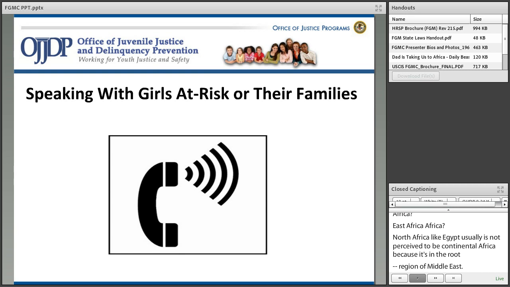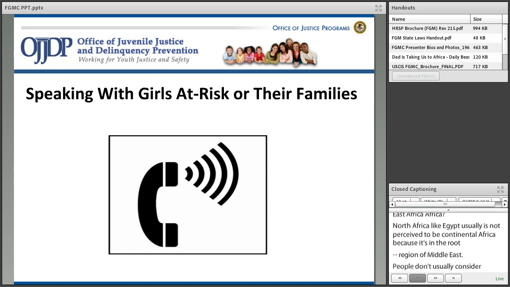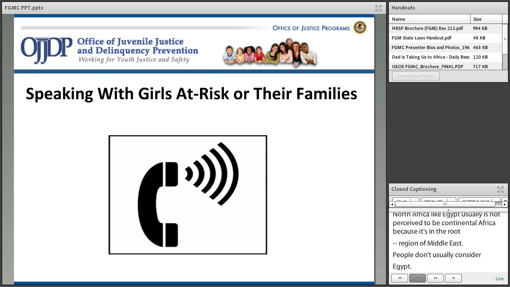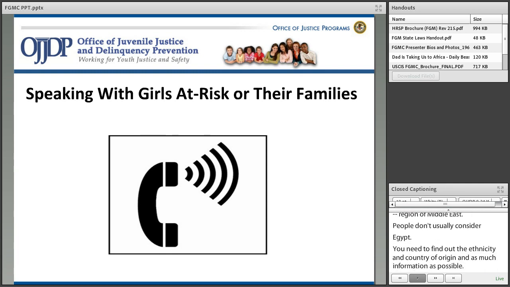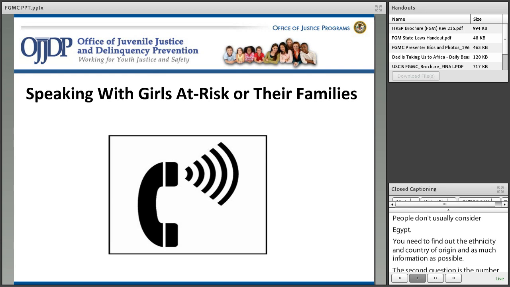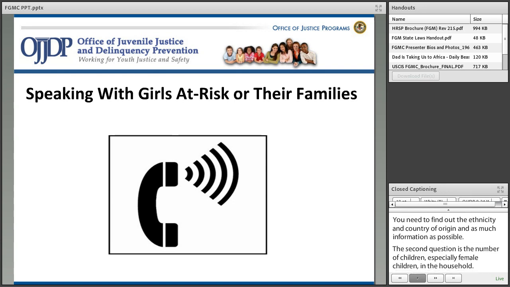Then the second question you can ask is the number of children, especially female children within the household. And if that person is aware whether the children were born here, what are their ages, or whether they were born overseas. What is the language capacity?